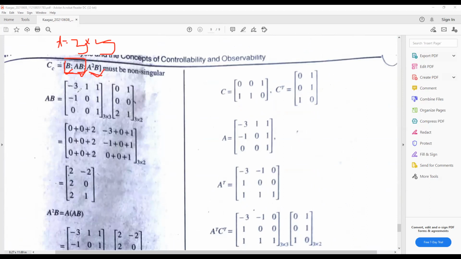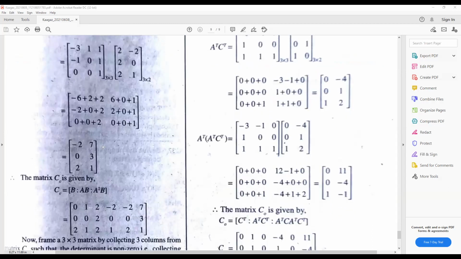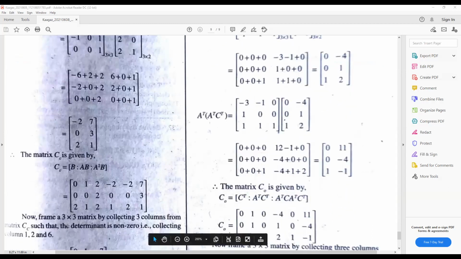First calculating A into B: minus 3 into 0, 0, 1 into 0, 0, 1 into 2, 2. Next, minus 3 into 1 is minus 3, 1 into 0 is 0, 1 into 1 is 1. Minus 3 plus 1 is minus 2. Calculate all of these. And A square B is A into AB. Already calculated A into B, next you calculate A into AB. Now the 3 by 3 matrix is formed by collecting 3 columns.